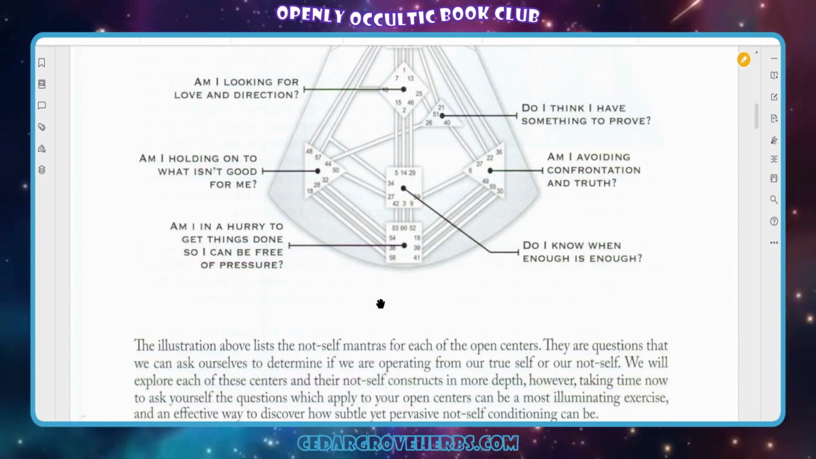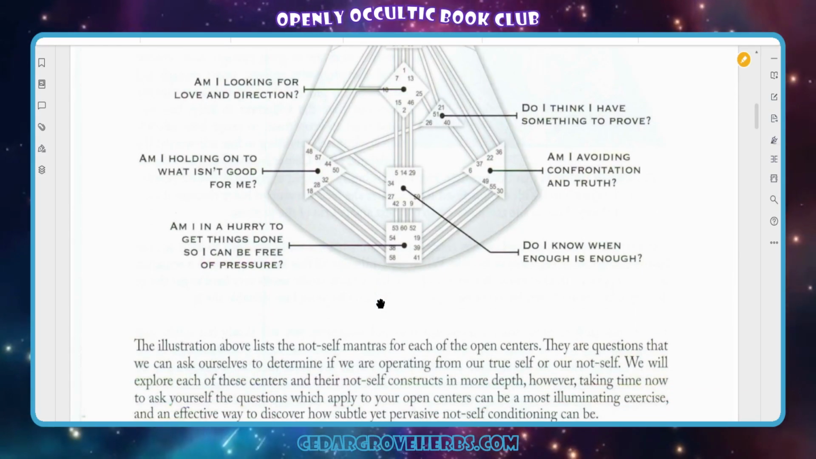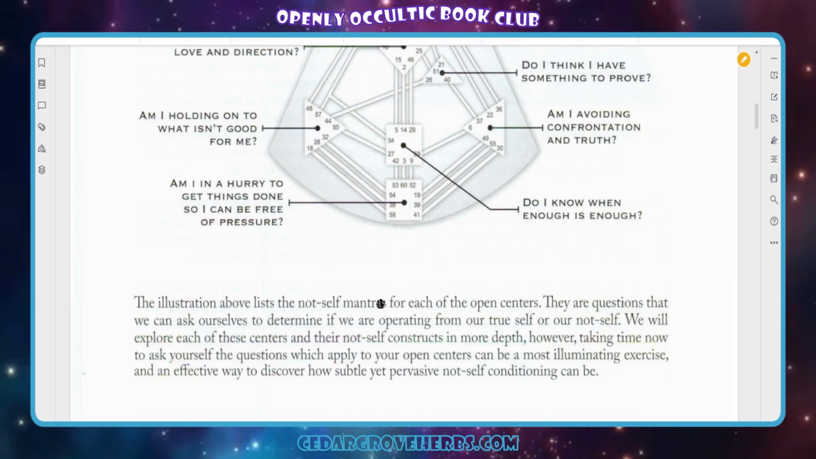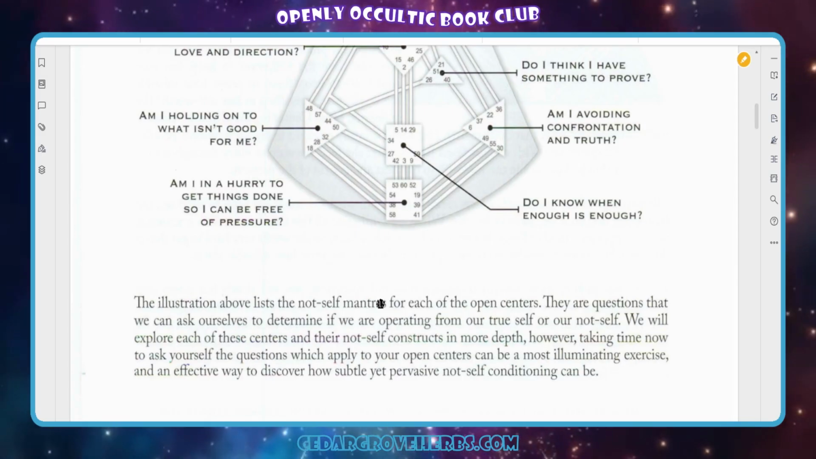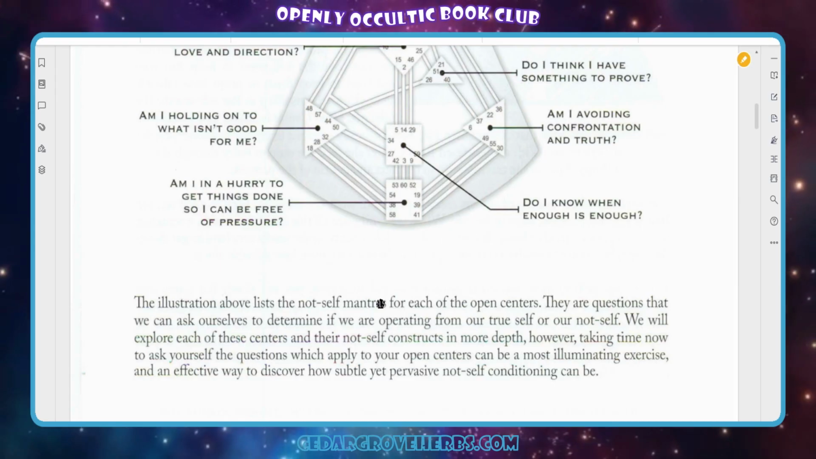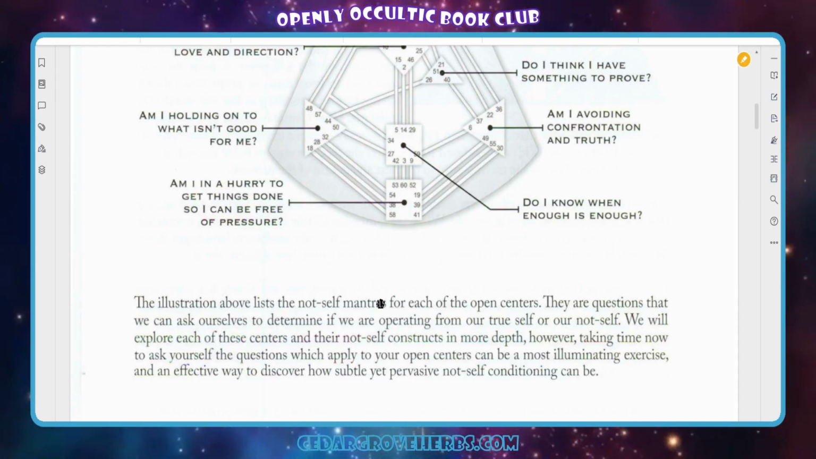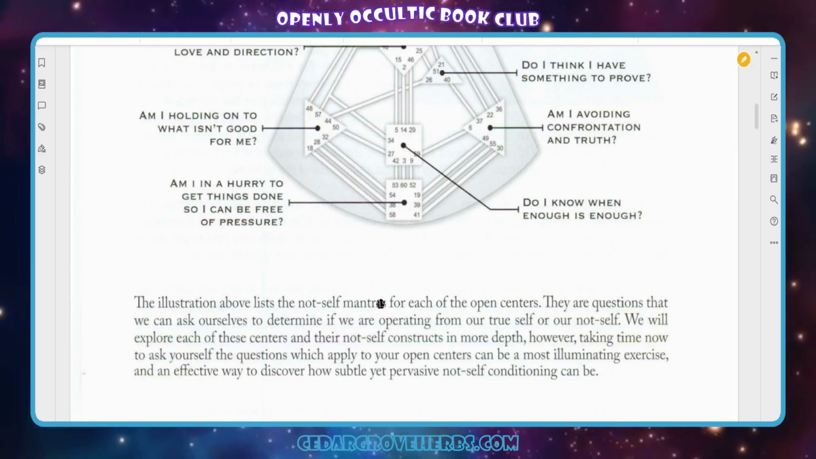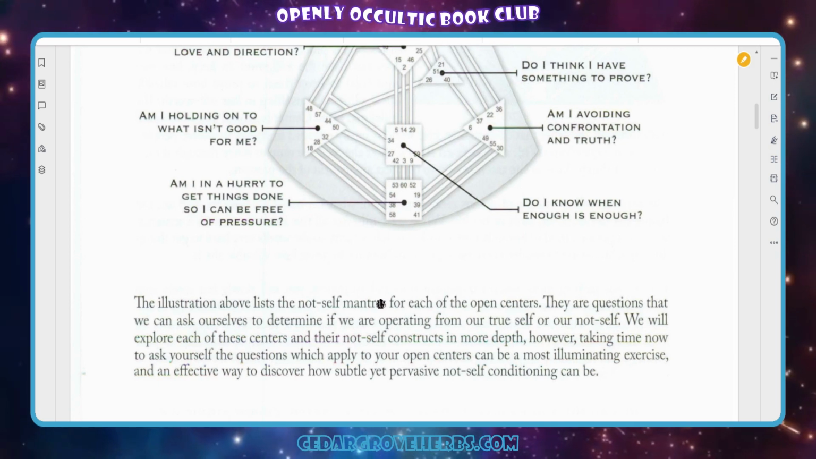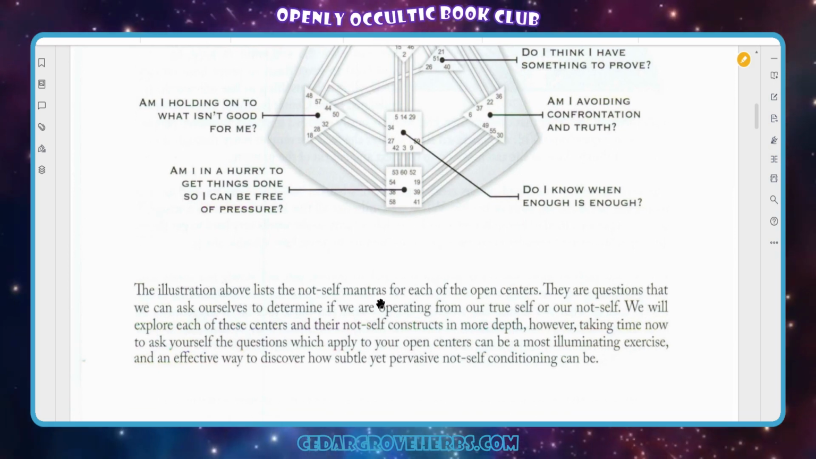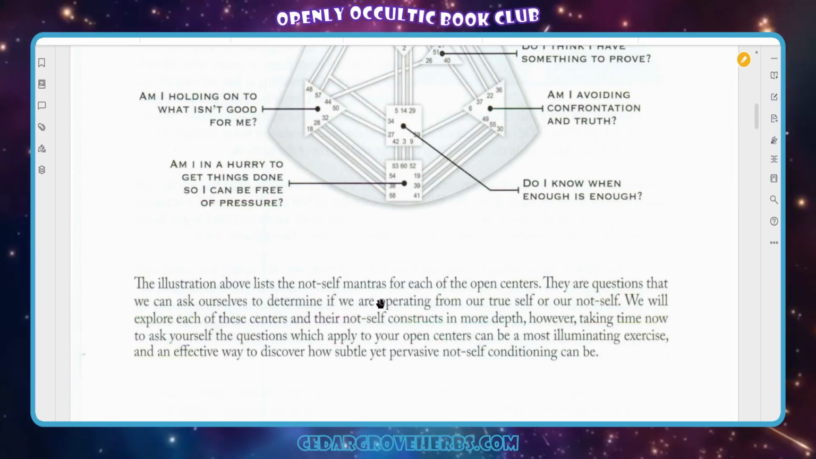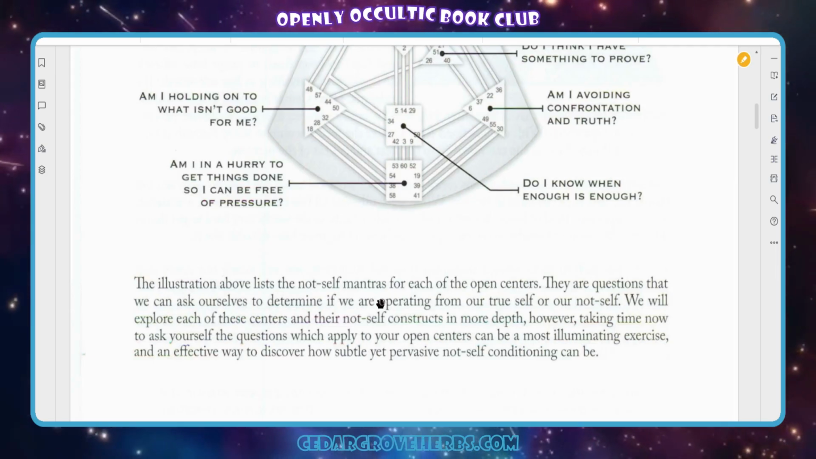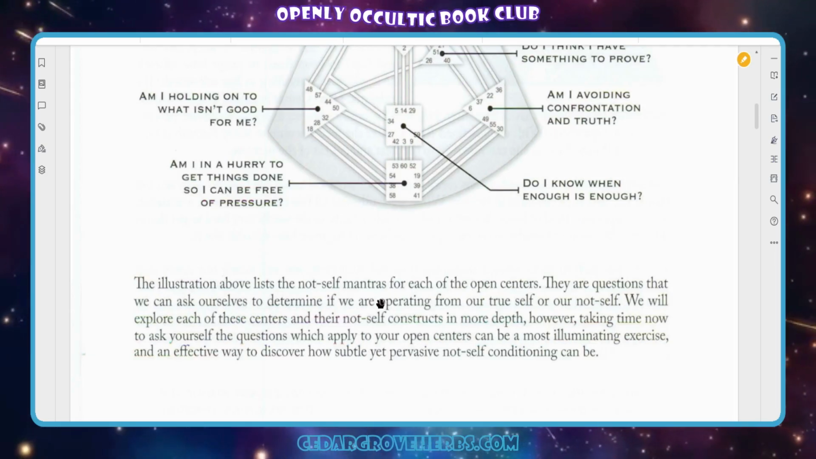Okay. The illustration above lists the not-self mantras for each of the open centers. They are questions that we can ask ourselves to determine if we're operating from our true self or our not-self. We will explore each of these centers and their not-self constructs in more depth. However, taking time now to ask yourself the questions which apply to your open centers can be a most illuminating exercise and an effective way to discover how subtle yet pervasive not-self conditioning can be. Right?